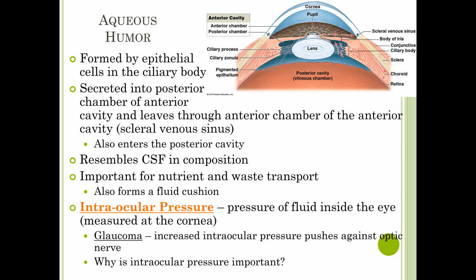And so without the intraocular pressure of the fluid, the retina would actually fall off the back of the eye, and that's what we call a detached retina. So you need just the right amount of pressure, not too much or you'll get glaucoma, and not too little or you can have a detached retina.